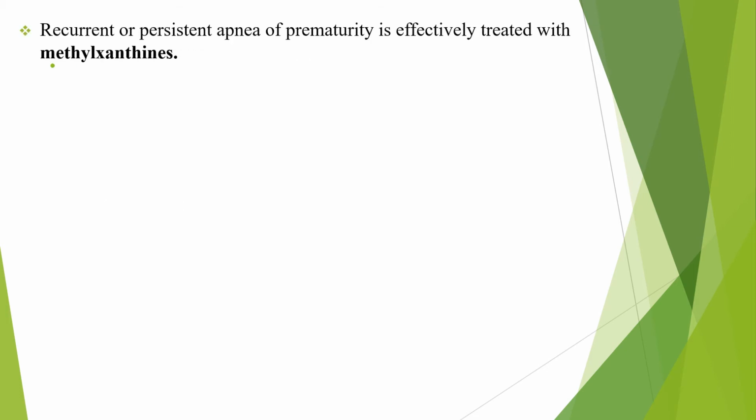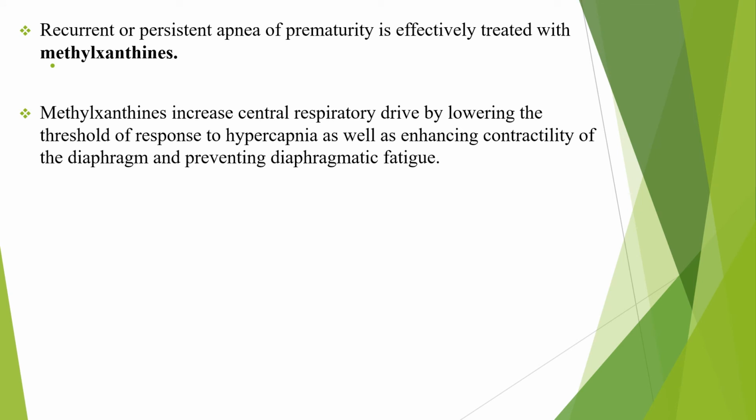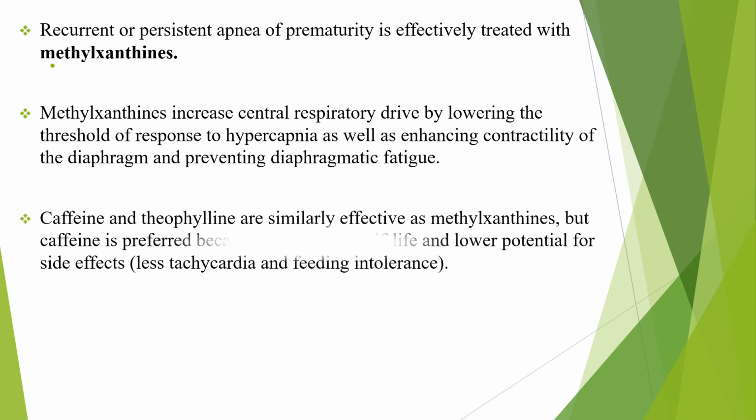Recurrent or persistent apnea of prematurity is effectively treated with methylxanthines. Methylxanthines increase central respiratory drive by lowering the threshold of response to hypercapnia, as well as enhancing contractility of the diaphragm and preventing diaphragmatic fatigue. Caffeine and theophylline are similarly effective as methylxanthines, but caffeine is preferred because of its longer half-life and lower potential for side effects such as tachycardia and feeding intolerance, which are caused by methylxanthines.